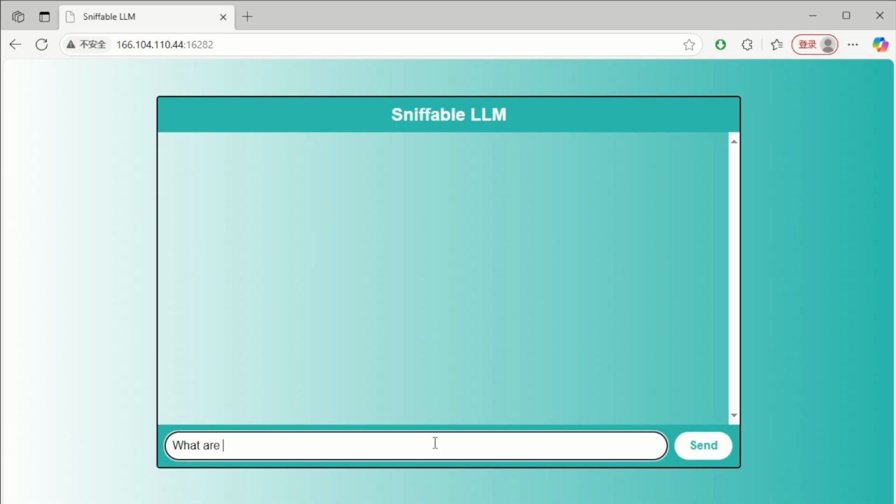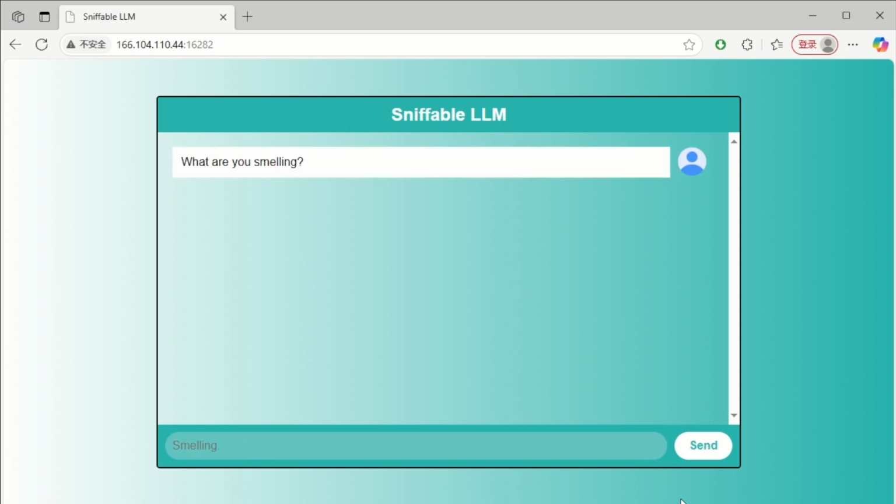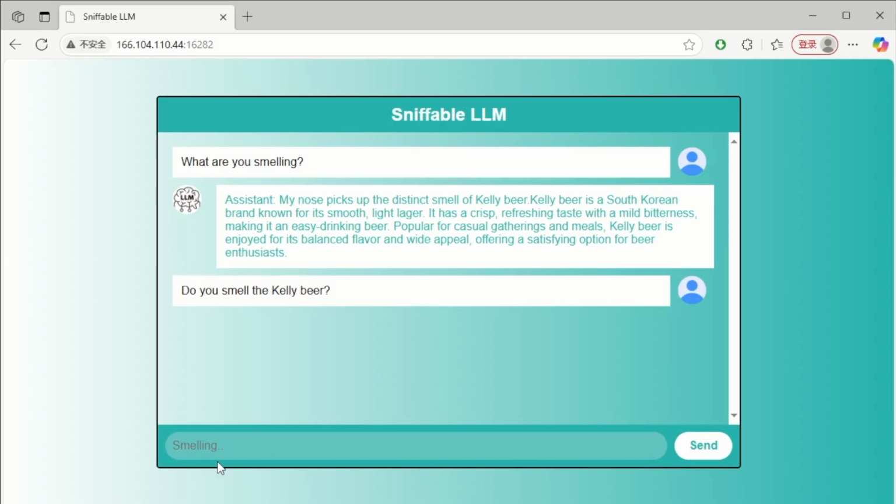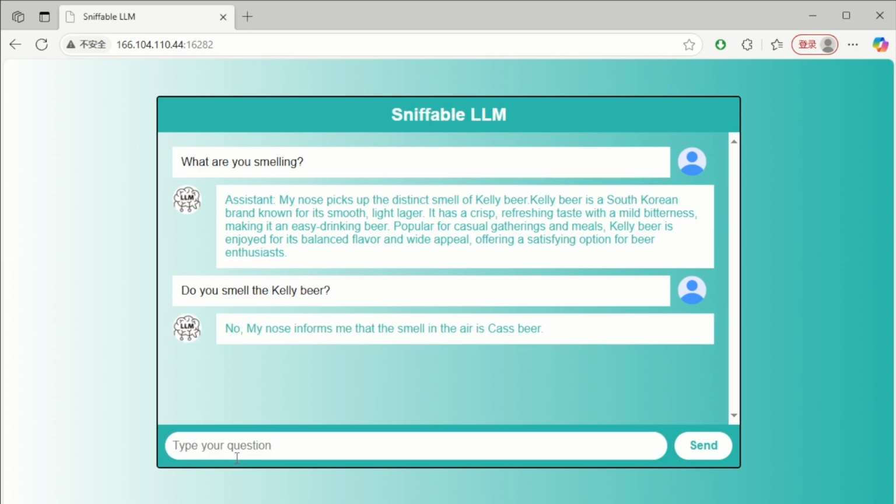We input the first question, "What are you smelling?" Then the system waits for the answer from the large language model. We could see that the system answers the question with both the gas label and the gas introduction. Next, we input another question, "Do you smell the Kelly beer?" It responds with an answer, "No, my nose informs me that the smell in the air is cask beer."